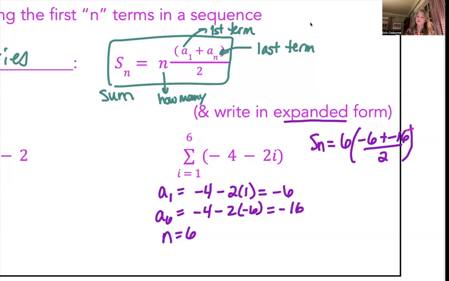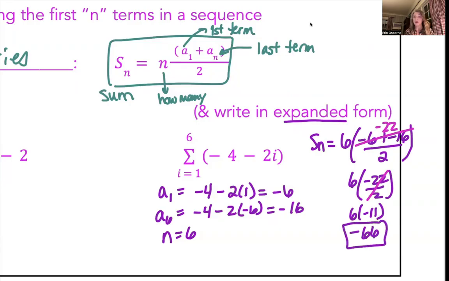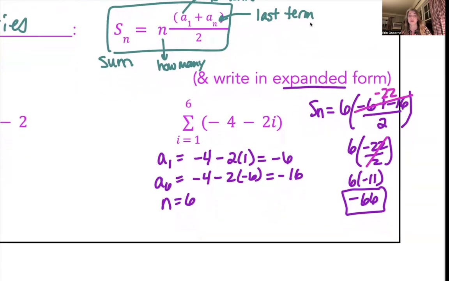And I can do this by hand too, because I can add these two negative numbers up and they are an even, so I get -22. And then I can go 6 times -22 over 2, and now I can simplify those down to a -11. And 6 times -11 is a sum of -66. Sometimes your numbers are going to add up to a big negative sum.